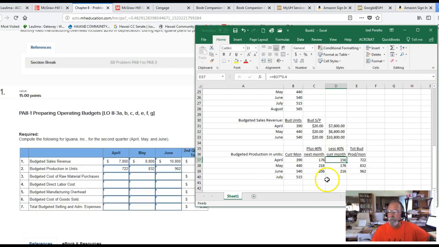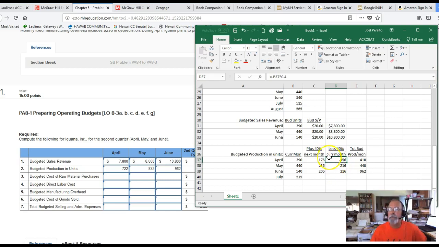Okay, I think I found my error in this calculation. I am adding this amount and I should be subtracting it. That's what I have at the heading, less 40% of current month's production, and I'm adding it into this total. So let's change these formulas and change the plus to a minus. That's a basic error. Minus that times 40%.